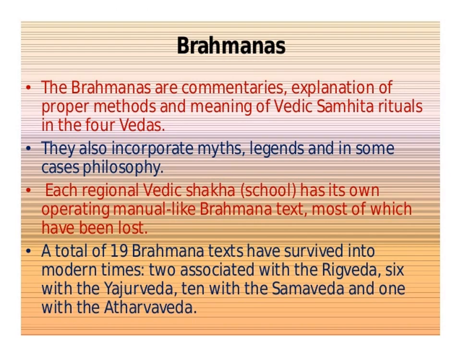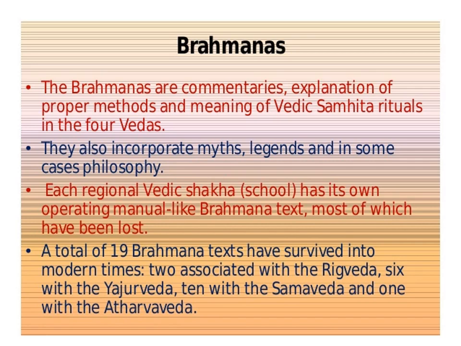Then the Brahmanas are commentaries, explanations of the proper methods and meaning of Vedic Samhita rituals in the 4 Vedas. They also incorporate myths, legends, and in some cases philosophy. Each regional Vedic Shaka, or Vedic school, has its own operating manual like Brahmana texts, most of which have been lost. There were a total of 18 Brahmana texts that survive into modern times: 2 associated with the Rig Veda, 6 with the Yajur Veda, 10 with the Sama Veda, and 1 with the Atharva Veda.